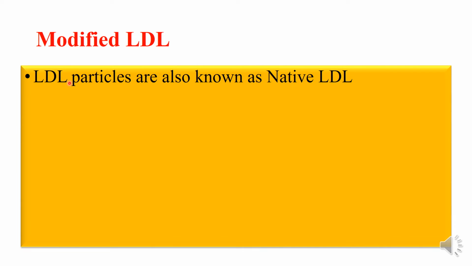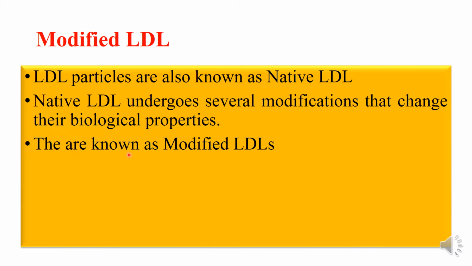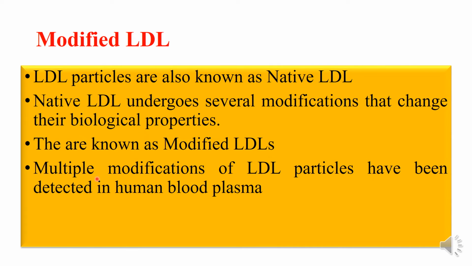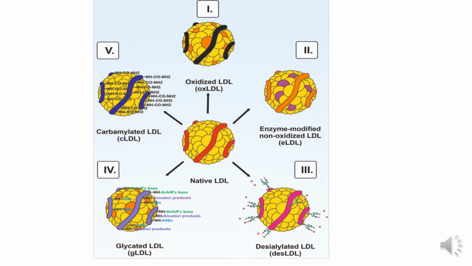Now we'll see the next combination, that is the modified LDL. These LDL particles which are originally produced from VLDL are known as native LDL. These native LDL particles undergo several modifications that change their biological properties. They are known as modified LDLs. The multiple modifications of LDL particles have been detected in human plasma. The modification of LDL is a critical event.